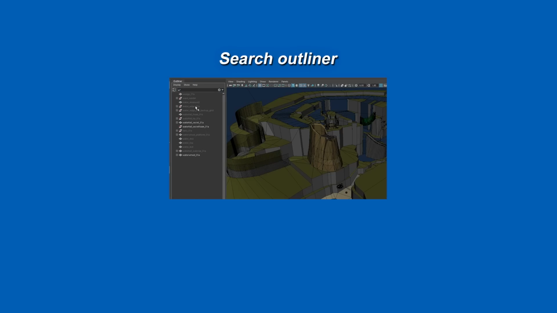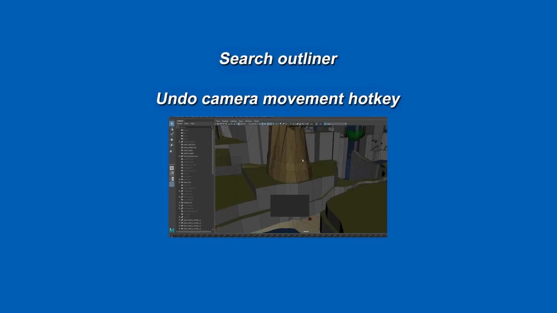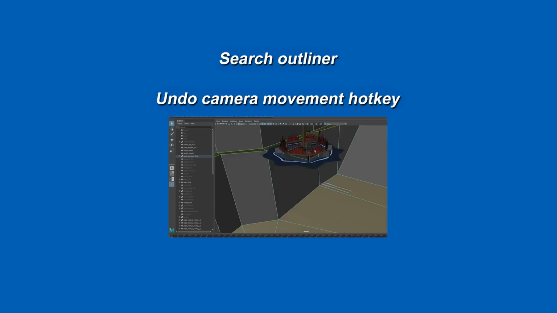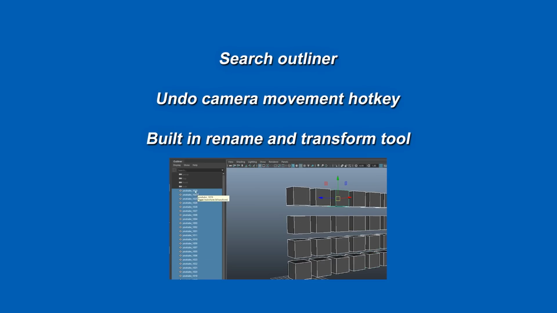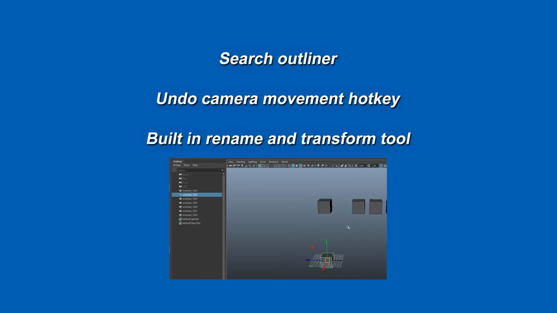So today we're going to look at searching the outliner using wildcards, undoing camera movements in the viewport with a hotkey, and how to use the built-in renaming tool and transform tool, which can be really helpful. So let's get into it.